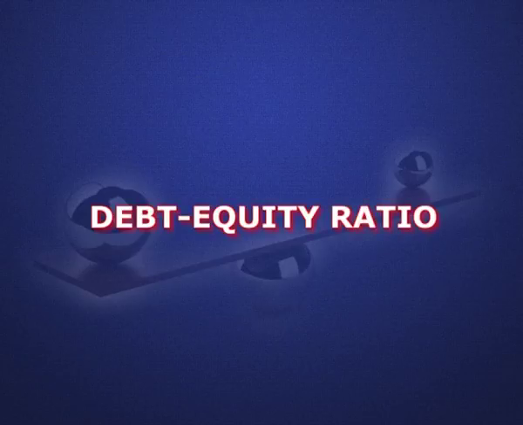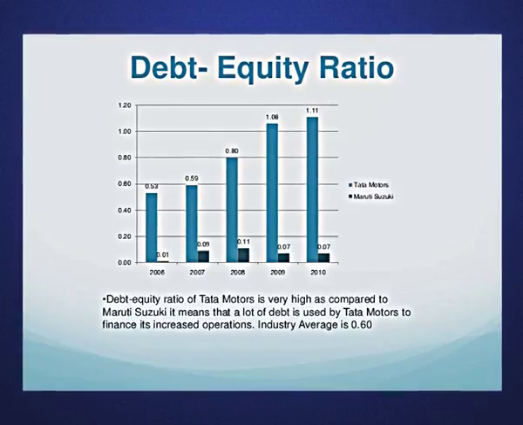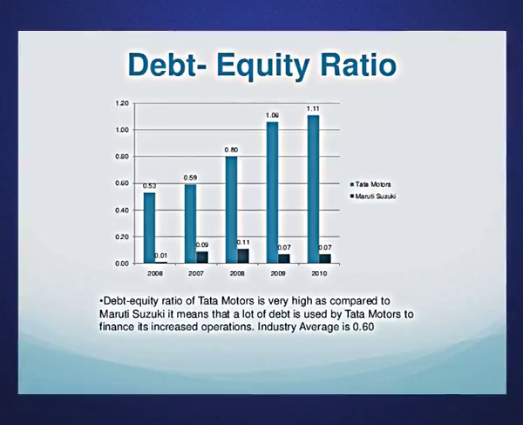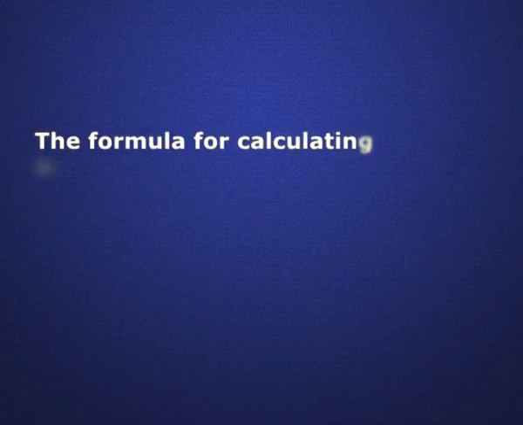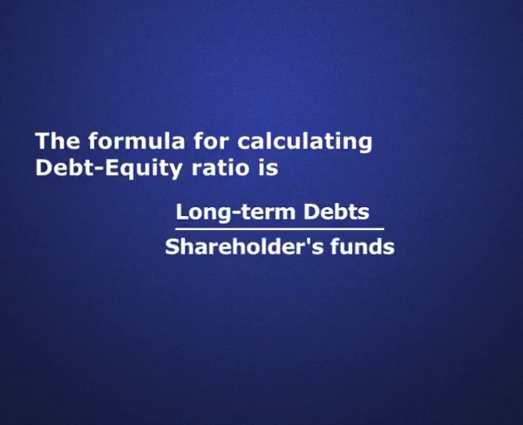Debt-equity ratio. This ratio is calculated to measure the relative proportion of outsiders' funds and shareholders' funds invested in the company. This ratio is determined to ascertain the soundness of long-term financial policies of the company. The formula for calculating debt-equity ratio is long-term debts divided by shareholders' funds.